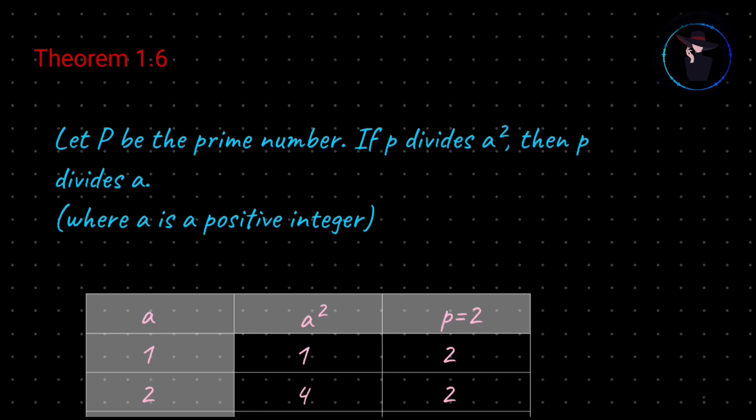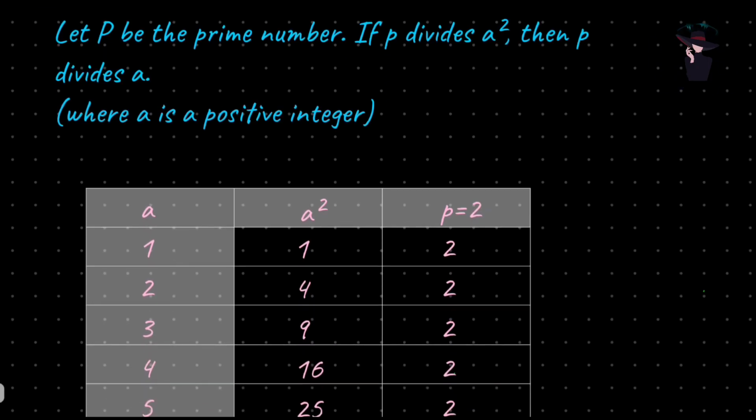So, before moving on to the exercise, we will just see a theorem, that is Theorem 1.6, on which the whole exercise is based. So, what does this theorem say? Let P be a prime number. If P divides A square, then P divides A.